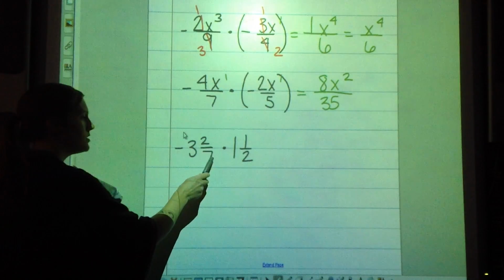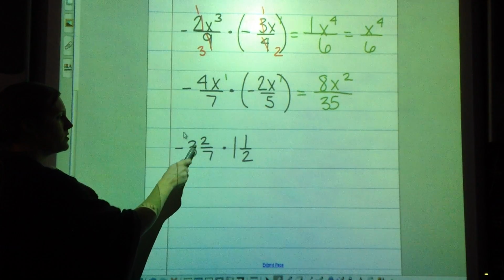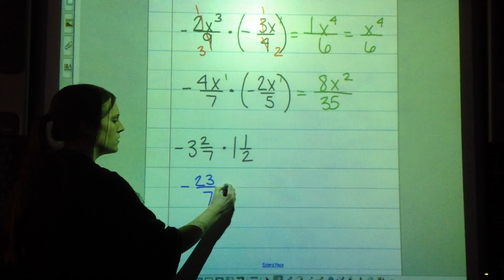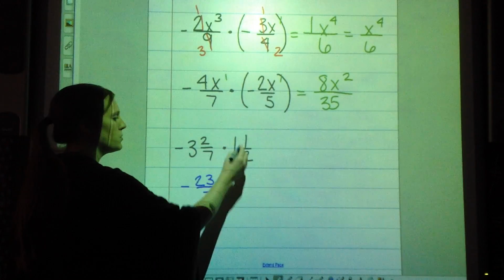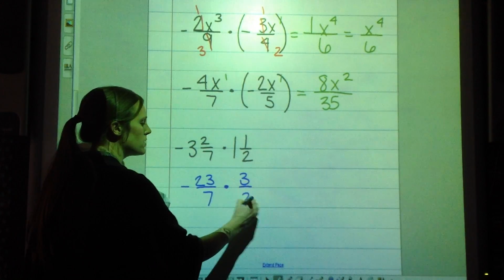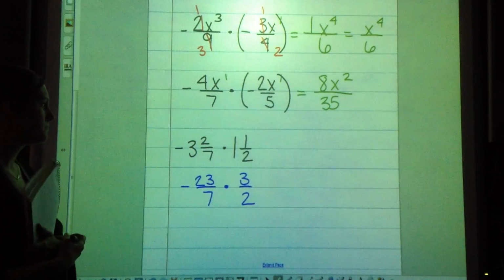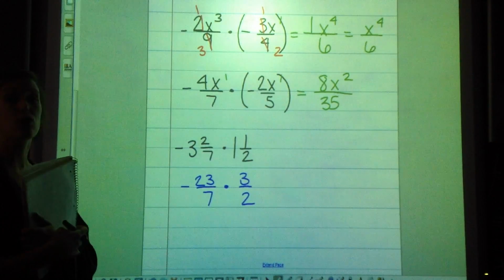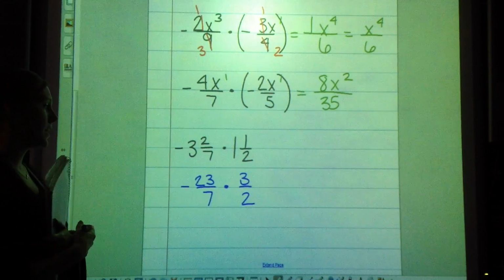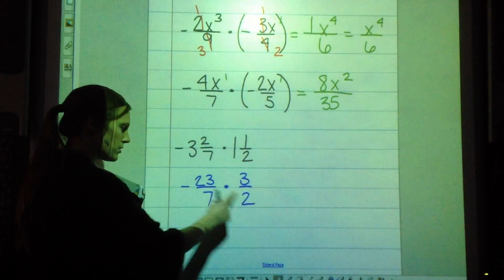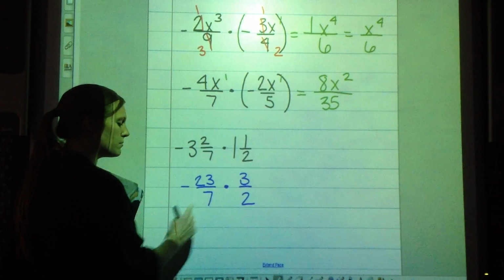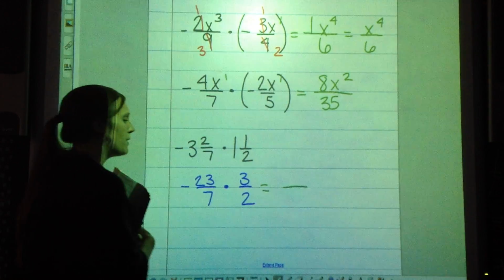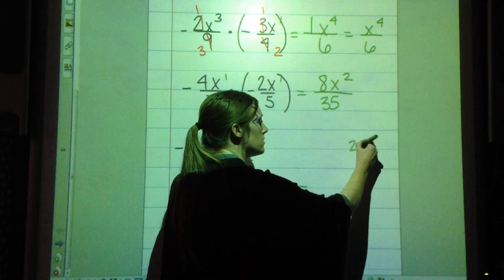So here we have 7 times 3 is 21. 21 plus 2 is 23. 1 times 2 is 2 plus 1 is 3. Notice that the denominators stay the same. Now that I have improper fractions, I can cross-reduce and then multiply. I'm checking across for cross-reducing, and I see neither of them have a greatest common factor, so I'm going to go ahead and multiply. 23 times 3.